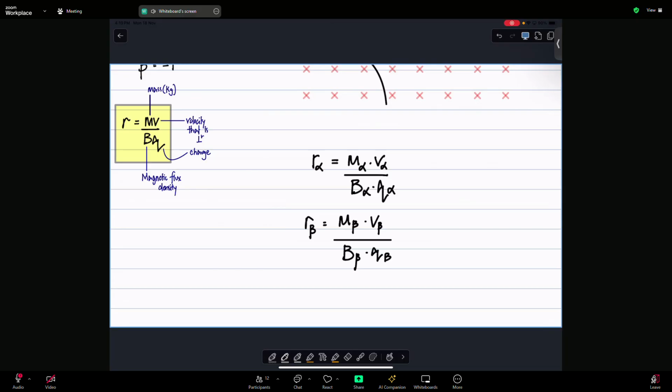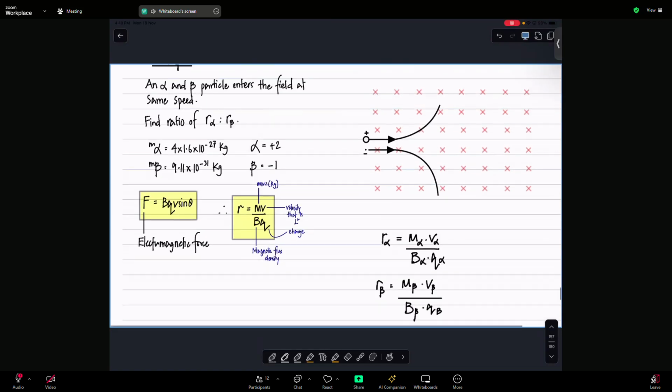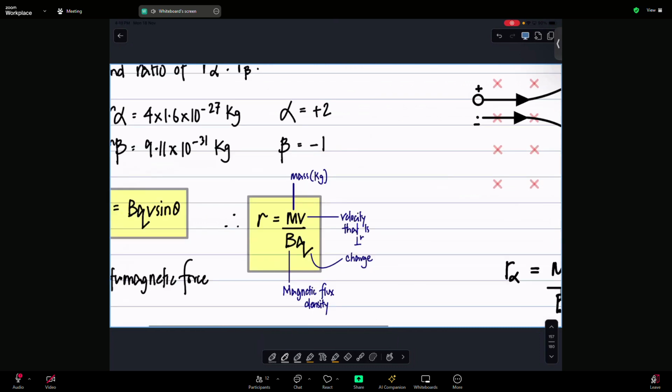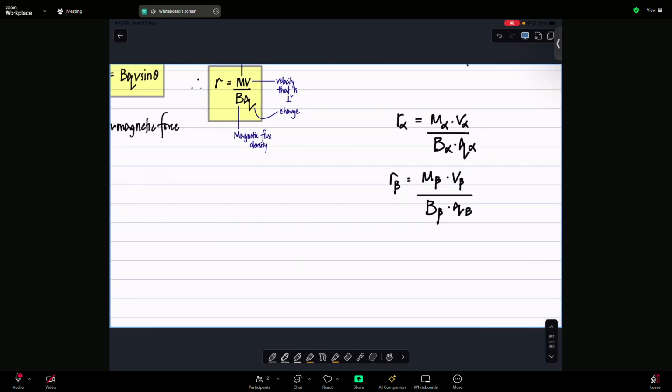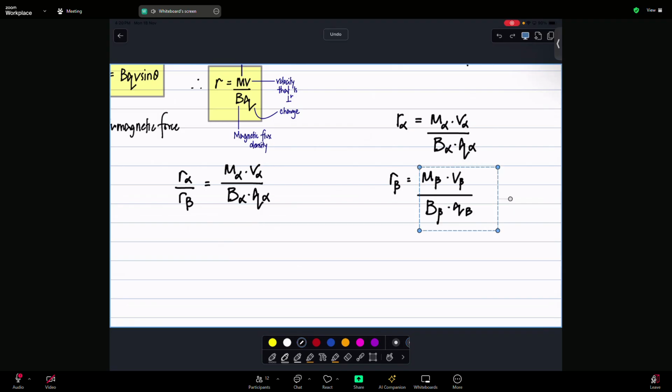And what are we trying to do here? We're trying to find the ratio of r alpha to r beta, because it says alpha is to beta. So what are we going to do? Just divide these two. To get the answer, we do r alpha divided by r beta. Once you divide these two, you'll find that things simplify. I'll show you how. This goes here, divided by that goes there. Once you do that, the thing at the bottom becomes a reciprocal, it flips over.